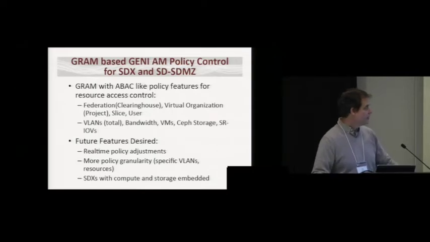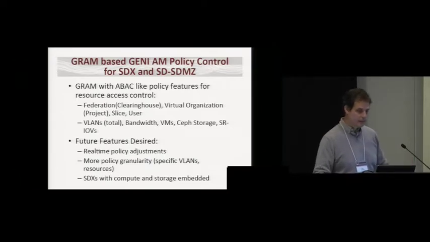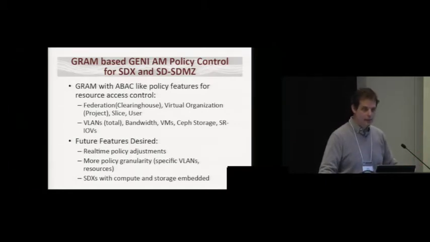As I mentioned, policy is a very important part of this. Graham has some ABAC-like policy feature statements, which allow us to discriminate about resources at the federation level, the project level, the slice credential level, and the user level, on things like bandwidth and VLANs. This is a feature set we're leveraging so we can control who has access to some of these resources. The idea is that at exchange points, we'd like to encourage different people to bring different resources, and this could be a mechanism for people to offer up these resources as part of GENI or programmatic interaction to make things happen.